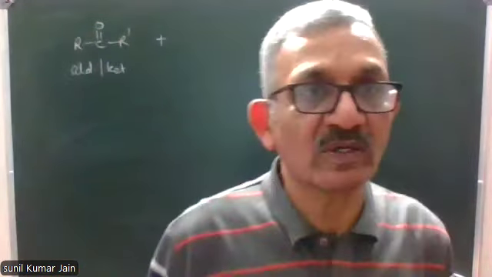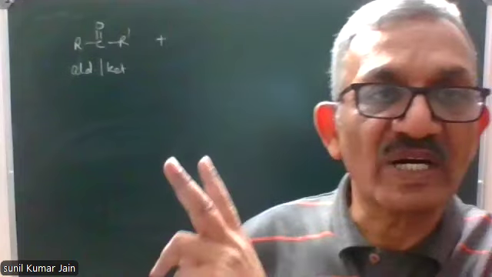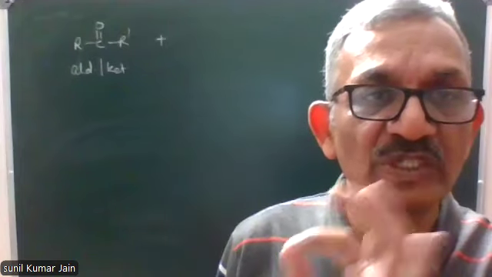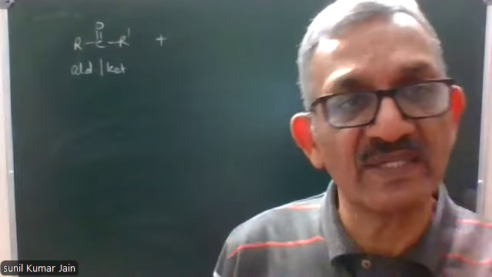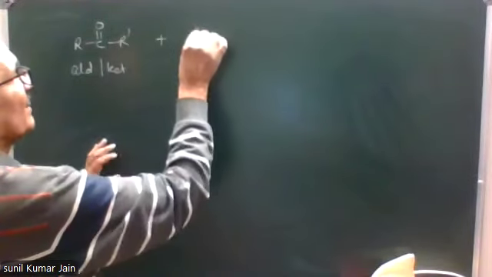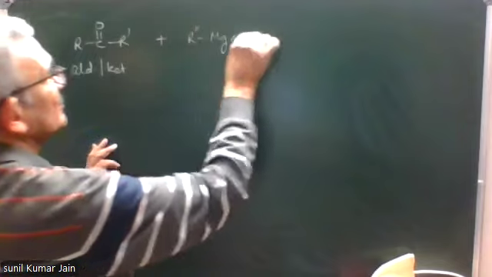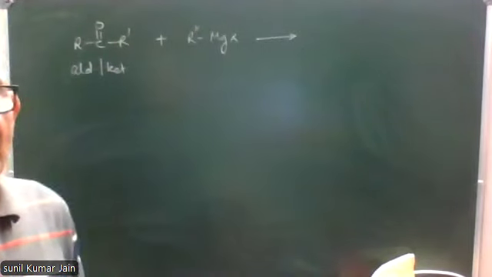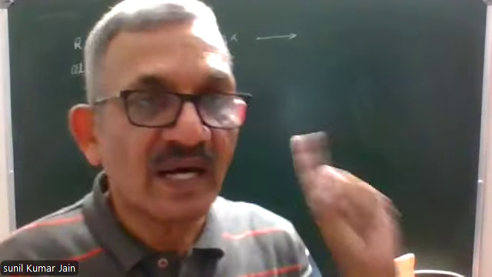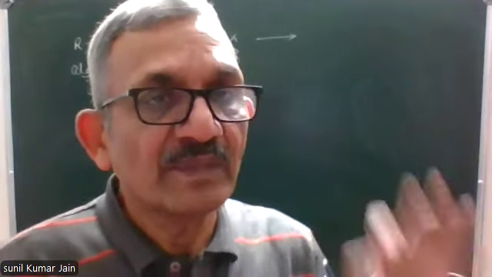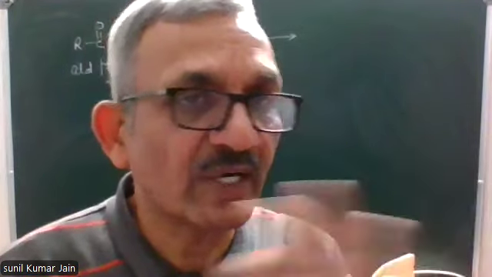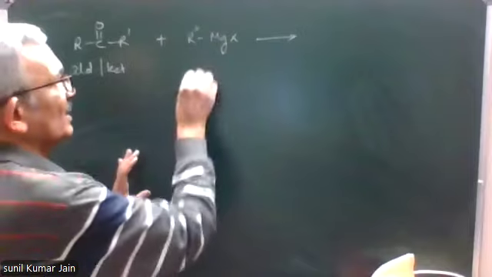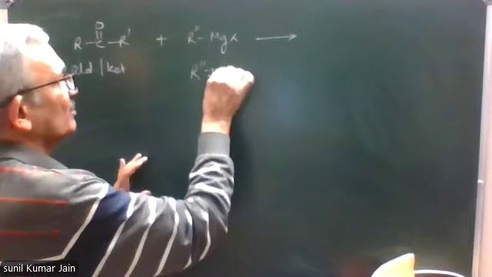RCOR' may be an aldehyde or a ketone. If at least one of the two R's is hydrogen, it is an aldehyde. If neither R is hydrogen, these are alkyl chains, then it will be a ketone. Grignard reagent, R-MgX. In this R of Grignard reagent, at least one carbon has to be present. Therefore, R cannot be hydrogen.